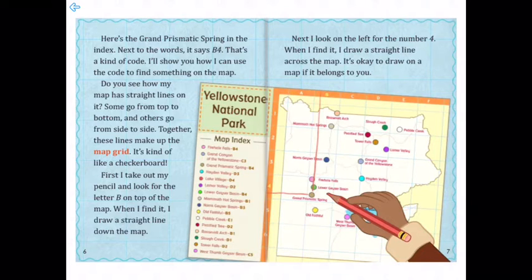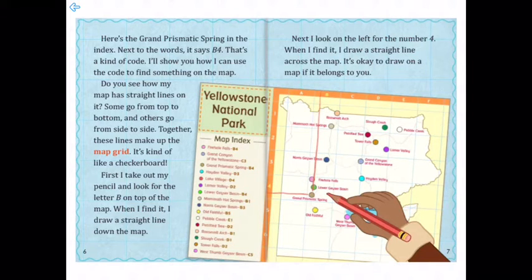Do you see how my map has straight lines on it? Some go from top to bottom, and others go from side to side. Together, these lines make up the map grid. It's kind of a checkerboard.